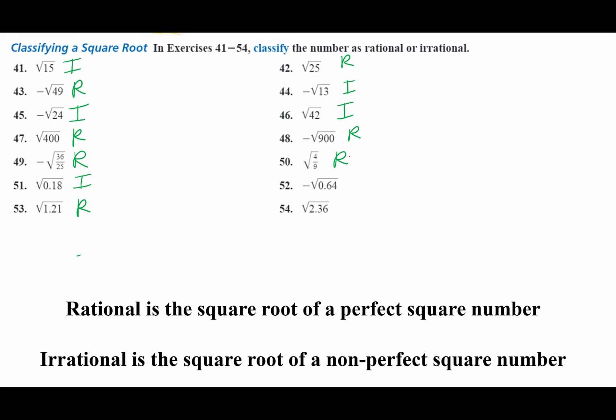52 is the negative square root of 0.64. Again, with these decimals, move the decimal over until you have a whole number. 64 is a perfect square number, and so this is rational. And 54 is the square root of 2.36. Move that decimal. Is 236 a perfect square number? No, it's not, and so that is also irrational.